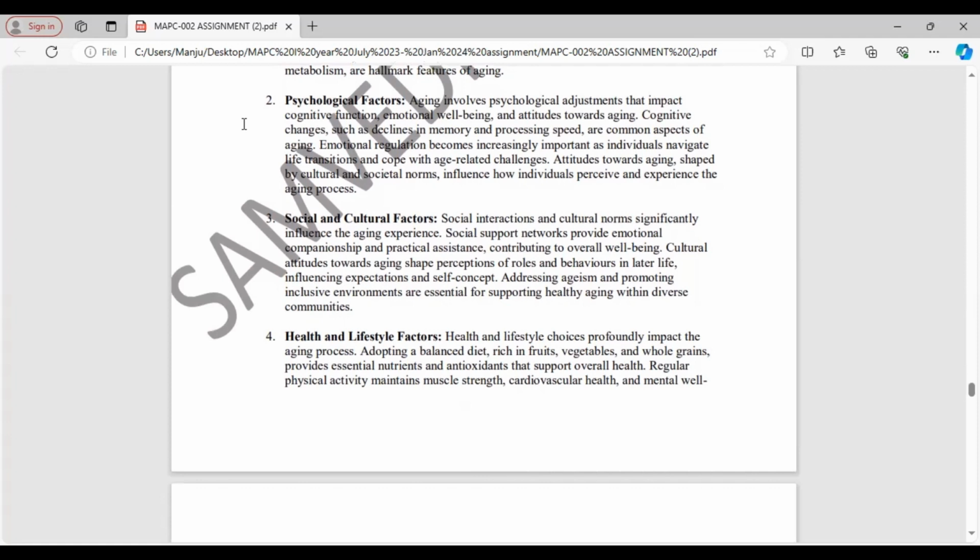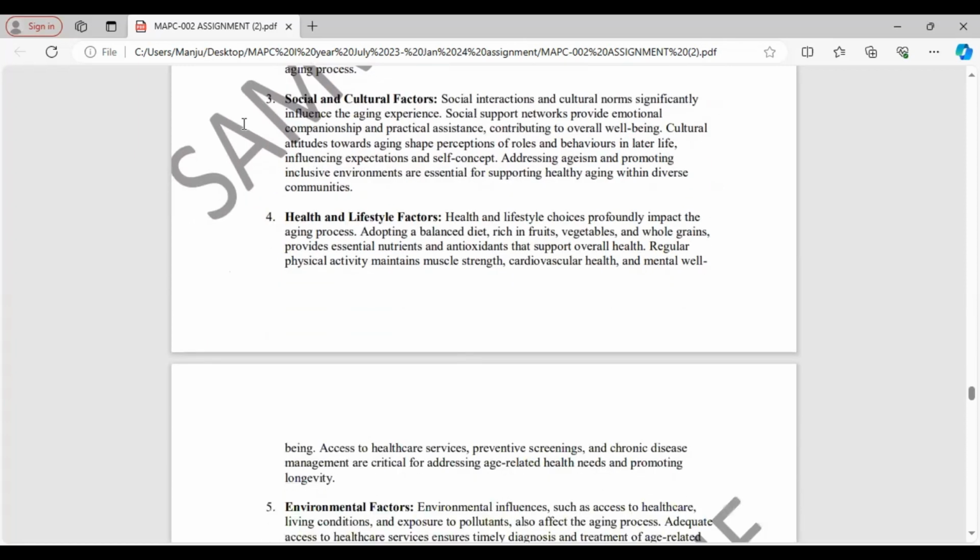Then social and cultural norms, they significantly impact the aging process. So, social support networks provide emotional companionship and practical assistance, contributing to overall well-being. Cultural attitudes towards aging shape perception of roles and behaviors in later life, influencing expectations and self-concept.